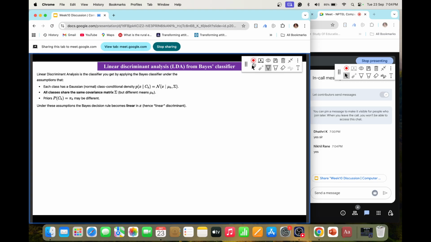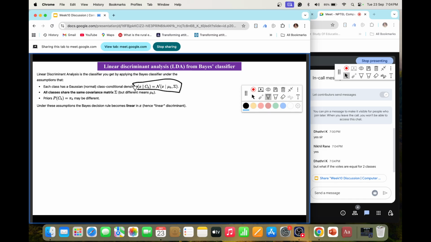Now we have the second thing, LDA, linear discriminant analysis, from the Bayes classifier. Linear discriminant analysis is the classifier you get by applying the Bayes classifier under the assumption that each class has a Gaussian normal class conditional probability. So this is your P(x|Ck). Earlier we were just calculating P(x|Ck), but here we have to apply this formula. All classes share the same covariance matrix, that is this sigma. This is an assumption in LDA: all the classes share the same covariance matrix, so sigma will be the same, but you will have different means.